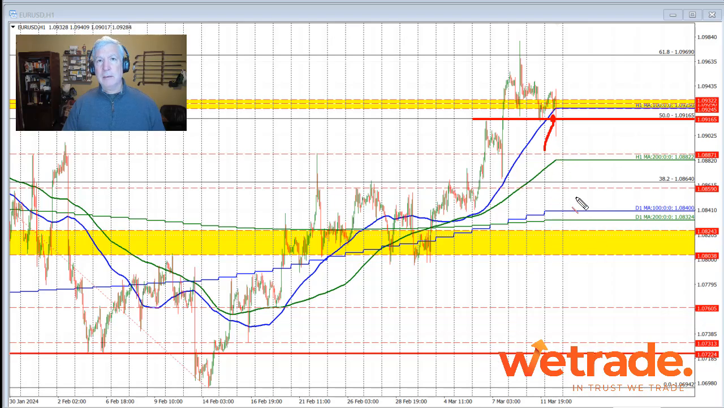On the downside, keep in mind this 200-hour moving average. Note that the 200-hour moving average moved above 8 or 9 days ago, and we held above it here and here before moving sharply to the upside. So that is tilting more to the upside, and if the price were to move below that level, it would be more bearish. So that's the Euro versus US dollar.